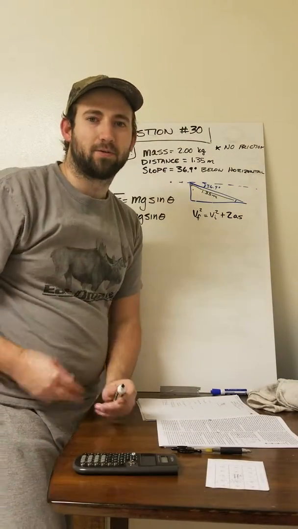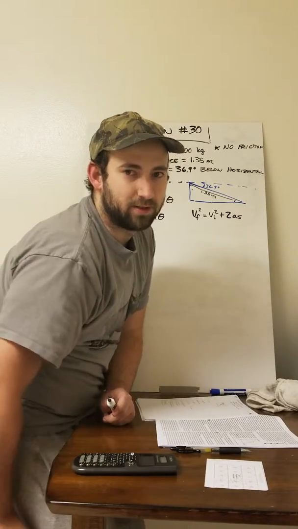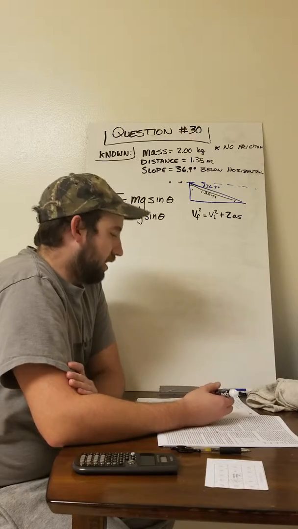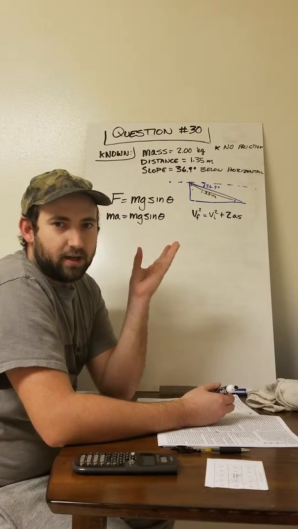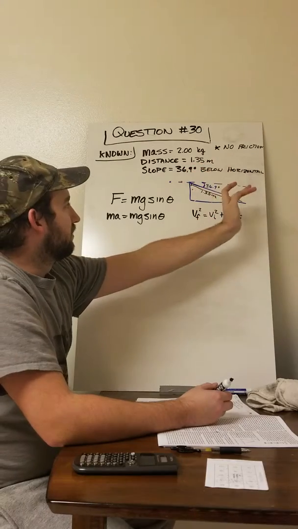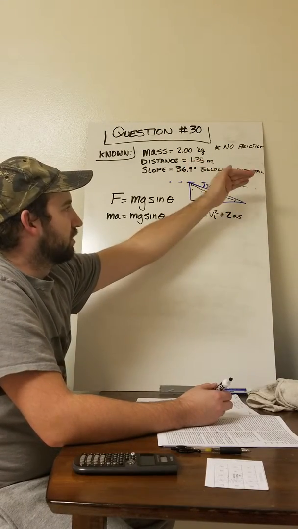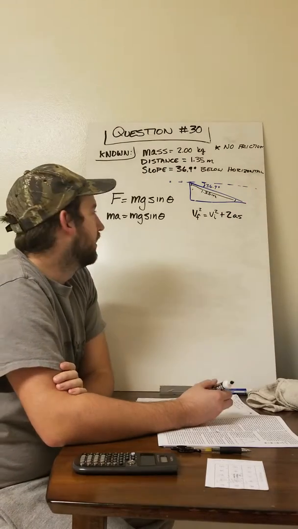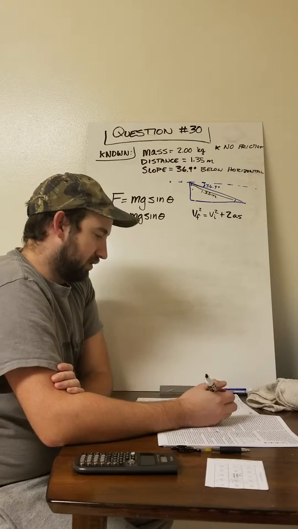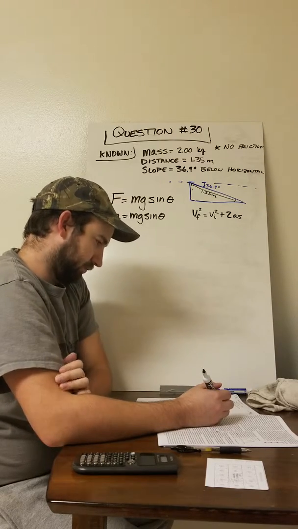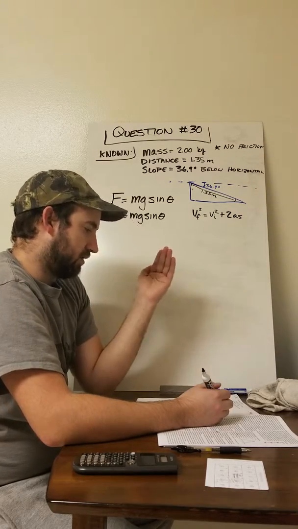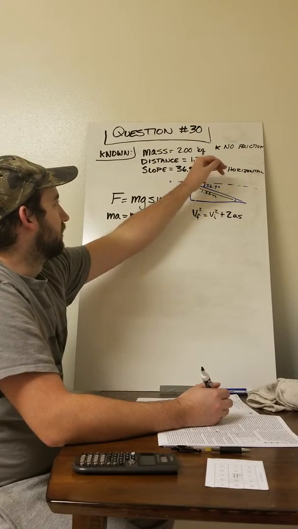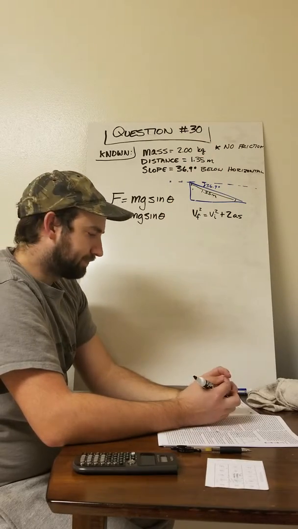Hi everyone, I'm going to be going over question 30 from the chapter 6 bingo problems. This question has to deal with a block of ice sliding down a ramp at 36.9 degrees below horizontal, and the distance it goes is 1.35 meters. What this question wants to know is how fast the block of ice is going at the end of the 1.35 meters.